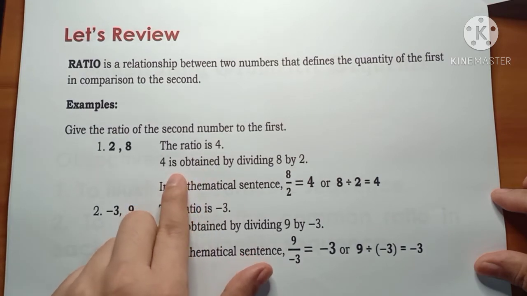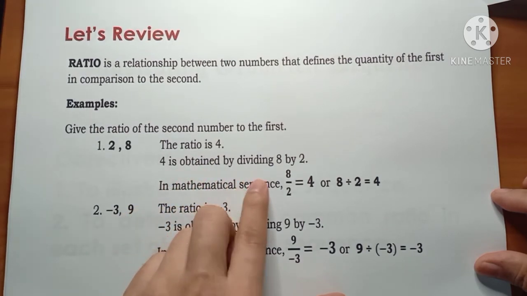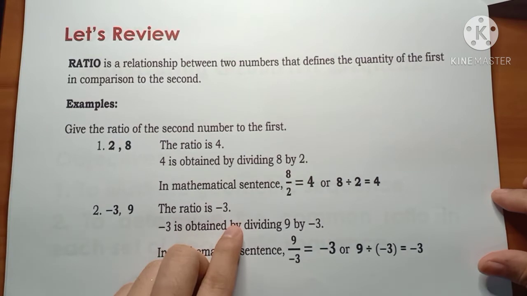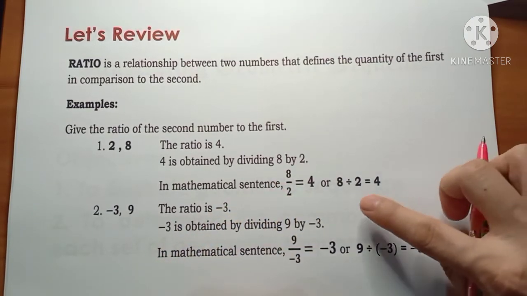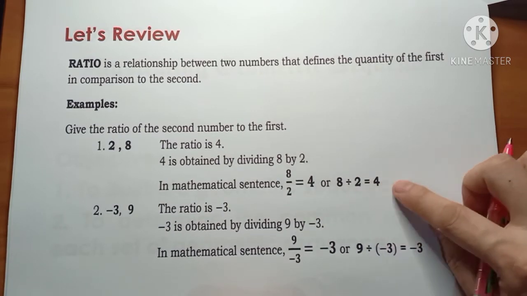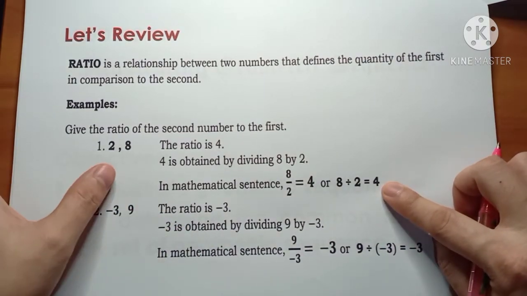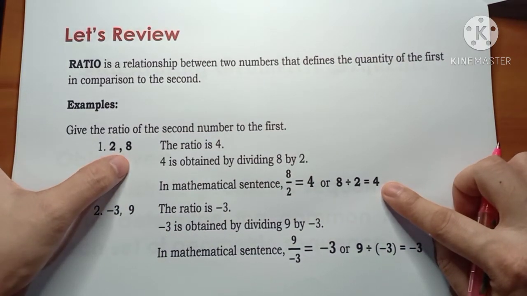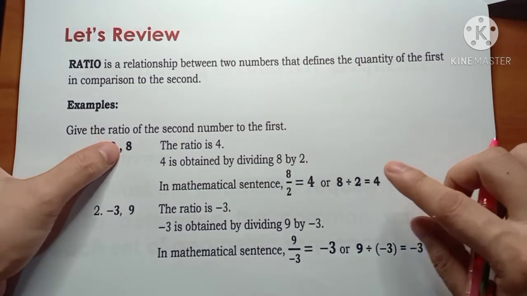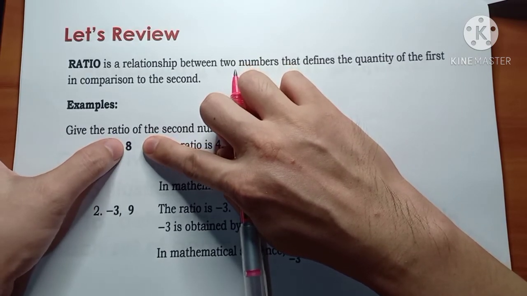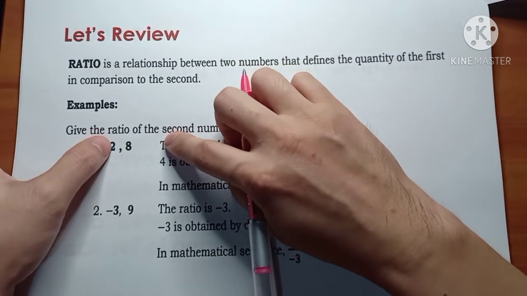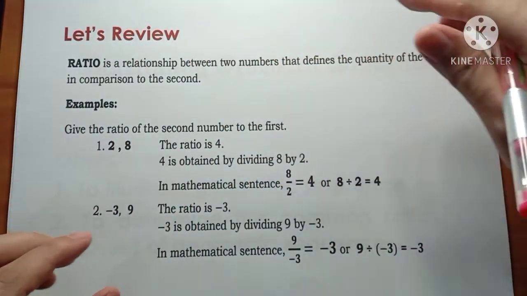So, paano makuha yung 4? 4 is obtained by dividing 8 by 2. So, sa mathematical sentence, 8 divided by 2 is equal to 4. So, ganyan lang siya. So, take note, i-divide lang natin yung second by the first. So, kung may third naman yan, third by second. Pag may fourth, fourth by the third. So, ibig sabihin yung kanyang nauna, yung kanyang preceding.